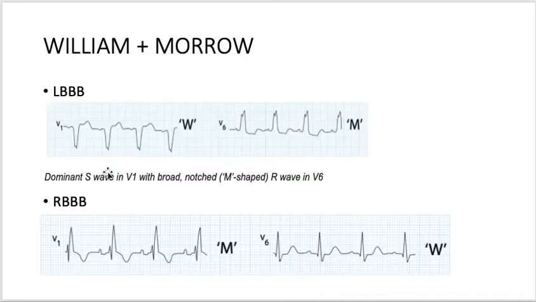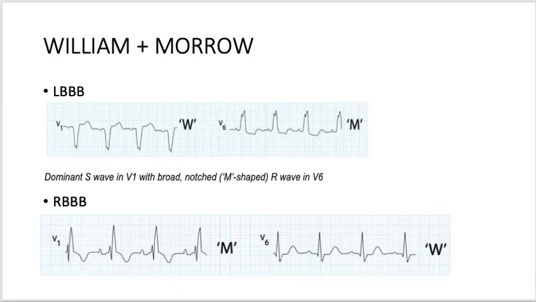Sometimes when it comes to bundle branch block, you'll hear people talk about WiLLiaM or MoRRoW when looking for signs of left or right bundle branch block. This is just a technique you can use to remind yourself what you're actually looking for. So with WiLLiaM, this relates to left bundle branch block. WiLLiaM has two L's in the middle to help you remember whether it's left or right that you're looking at. So WiLLiaM is for left.